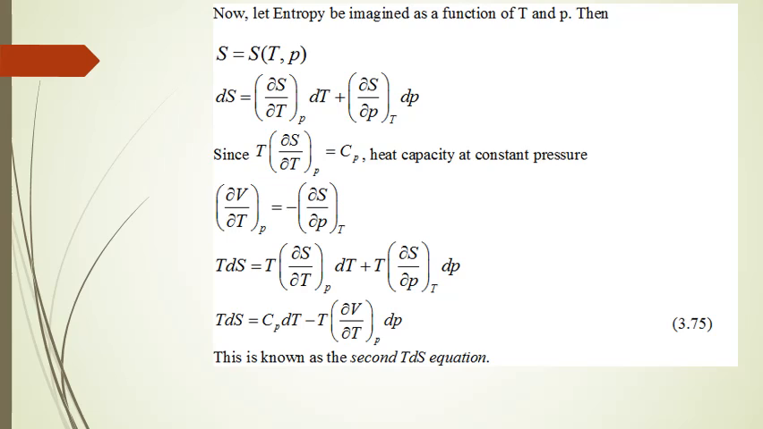This is basically Maxwell's fourth relation. So now we will substitute the first term with Cp and the second term with Maxwell's fourth relation. So finally we get TdS is equal to Cp dT minus T (∂V/∂T) at constant pressure dP. This is basically the second TdS equation.